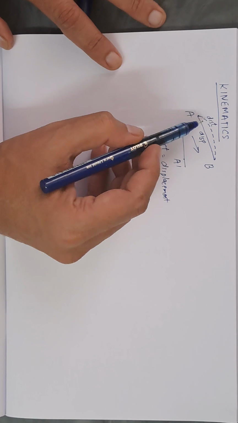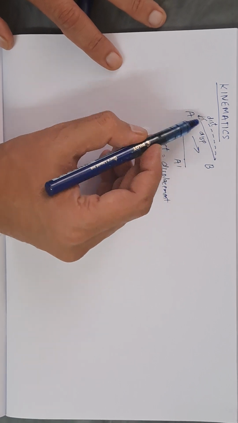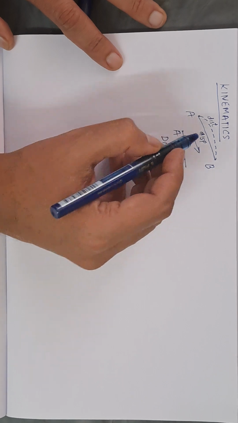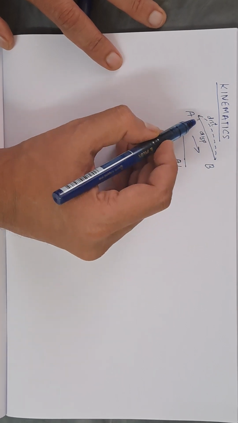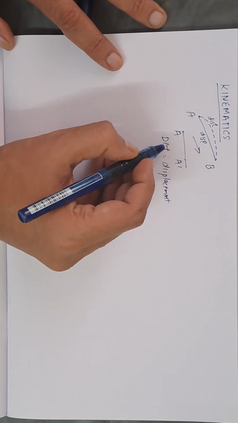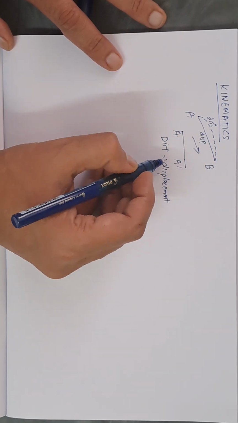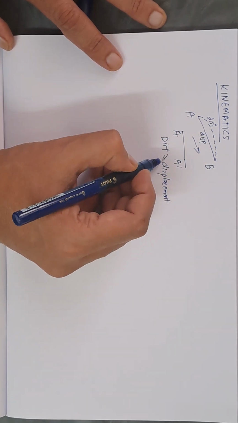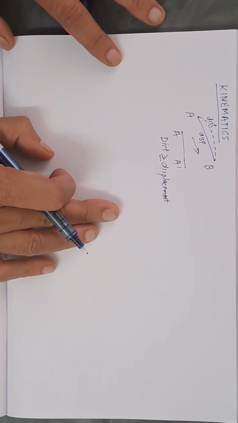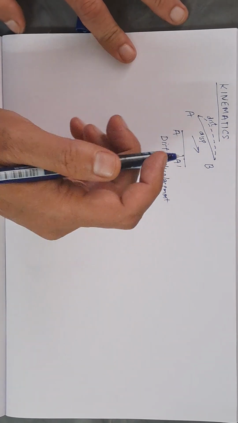So in case the particle moves in a straight line, the distance is equal to displacement. And in case the particle does not move in a straight line, as in this case, the distance is always more than displacement. Distance is this, displacement will be this, so distance will be more than displacement. So overall we can say that distance will be either more than displacement or equal to displacement. So this is one thing.